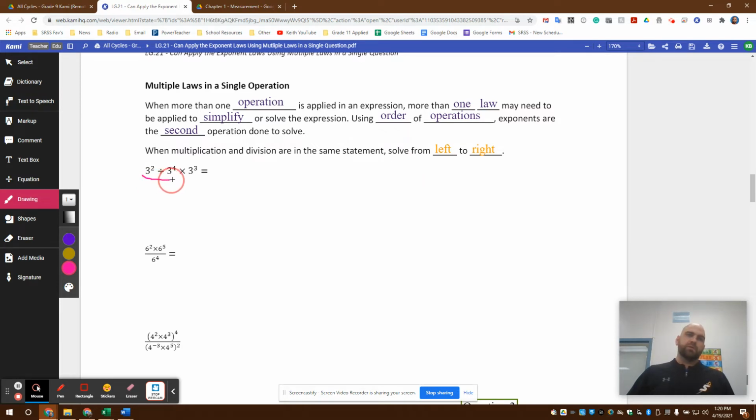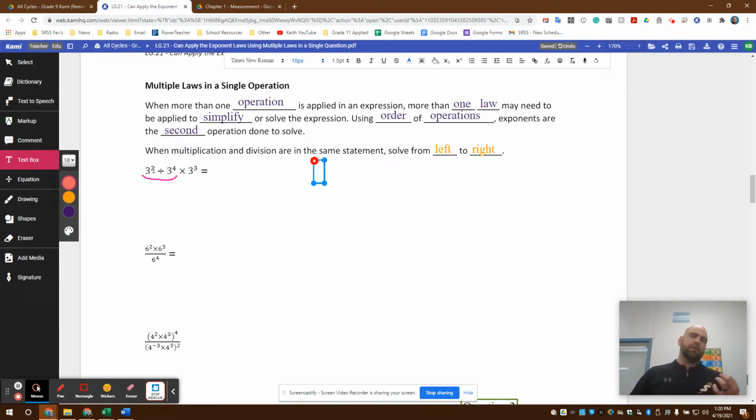So the first thing we're going to do is combine those two together. And this is a division statement. So we have a positive 2 and a positive 4. So we're dividing here. 2 minus 4 is equal to negative 2. So this one is going to simplify to 3 to the power of negative 2. And then we have multiplying by 3 to the power of 3.